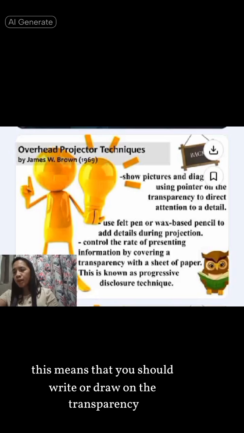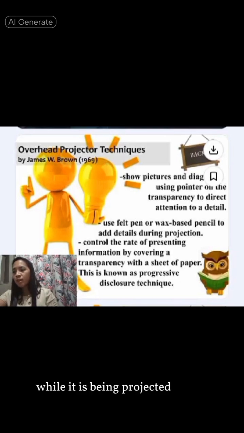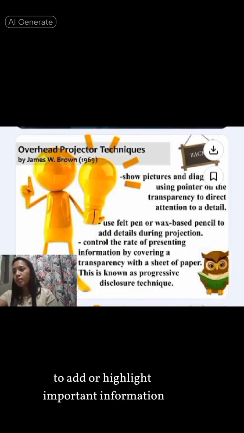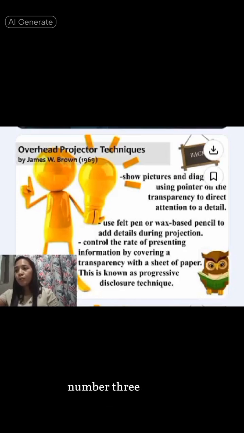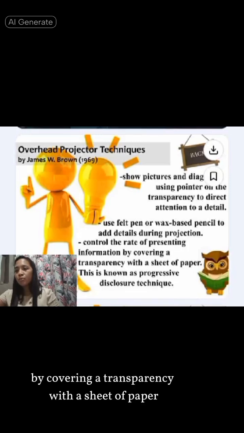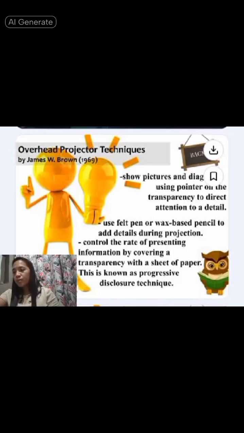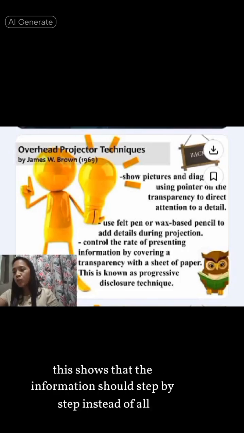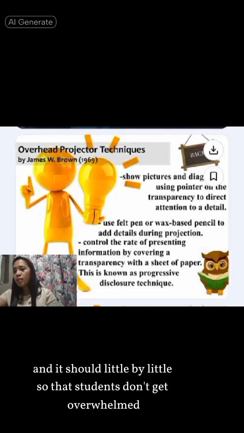This means that you should write or draw on the transparency while it is being projected to add or highlight important information. Number 3: Control the rate of presenting information by covering a transparency with a sheet of paper. This is known as the progressive disclosure technique. This shows that the information should be given step by step instead of all at once, little by little, so that the students don't get overwhelmed.